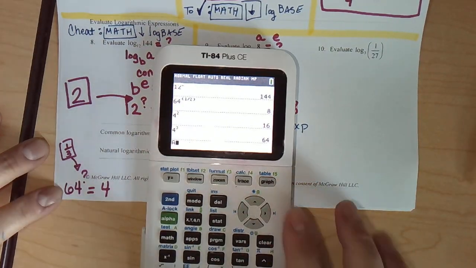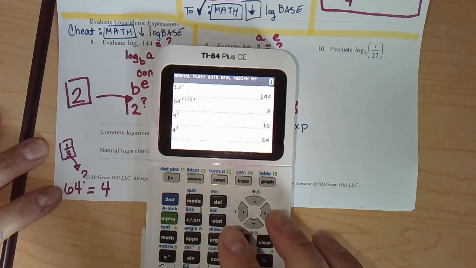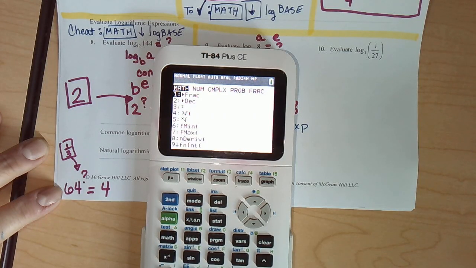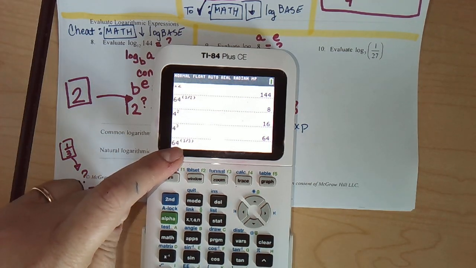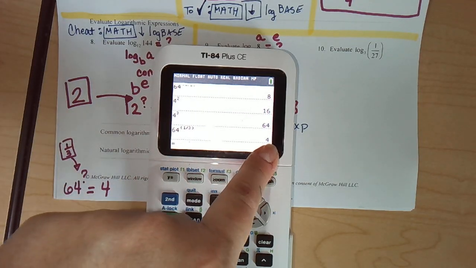Because if I put, oh gosh, I don't know what I'm doing. What am I trying to do? Well, I'll just do it. 64 caret 1 divided by 3. That's like saying the cube root. And holy cow, it comes out to be a 4.